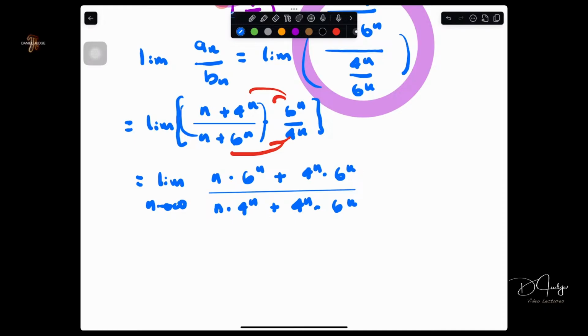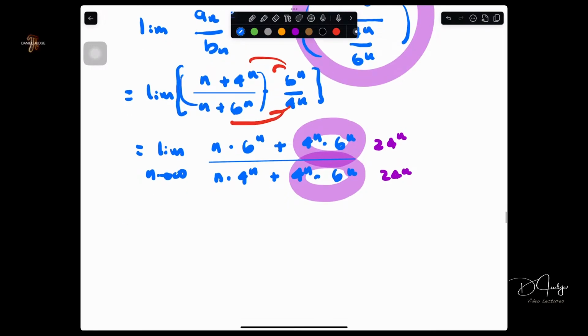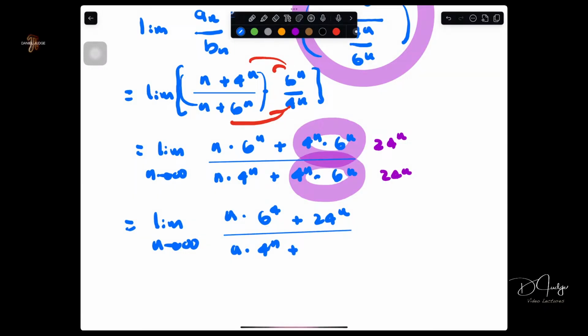You got to look at this limit. But before we do that, let's simplify using some algebra, meaning this is 24 to the n. So we have the limit, n goes to infinity, n times 6 to the n plus 24 to the n over n times 4 to the n plus 24 to the n. That's a little funny there.